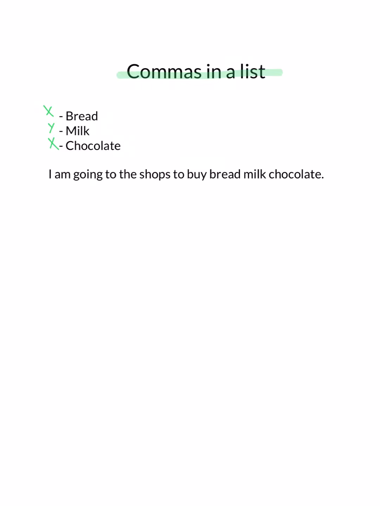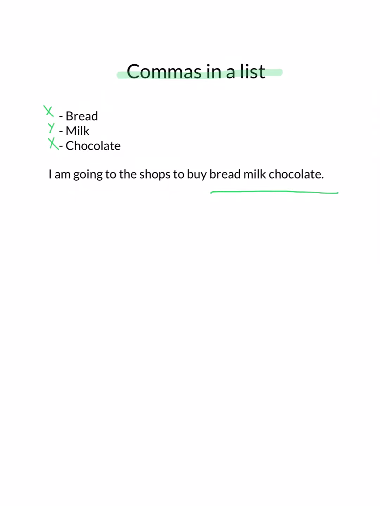So I have organized a list of groceries that I would like to buy at the shops. I have bread, milk, and chocolate. Now I'm going to put these groceries in a sentence. I have completed my sentence and I have written, I am going to the shops to buy bread, milk, chocolate.